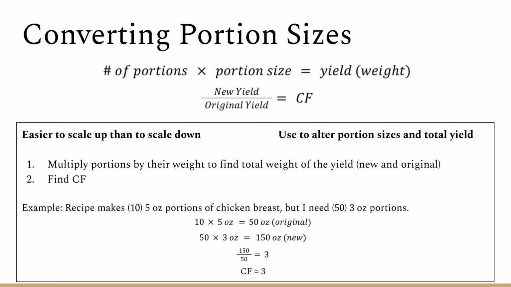So the example here is a recipe that makes 10 5-ounce portions of chicken breast, but I need 50 3-ounce portions. So looking at that first step, I'm working out the problem for both the new and original recipe. The original is 10 portions of 5 ounces, and that is 50 ounces total. The new recipe is 50 portions of a 3-ounce, and that is 150 ounces total. So from there, just plug that information into our equation like we saw on the last slide. 150 divided by 50 gets us 3. That's a nice even number. I don't have to do anything with it. So there it is.